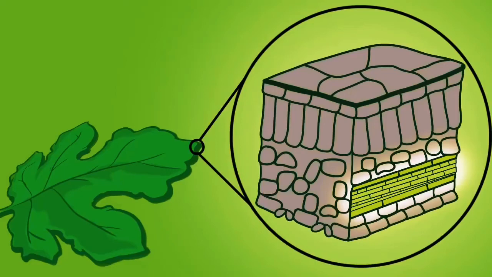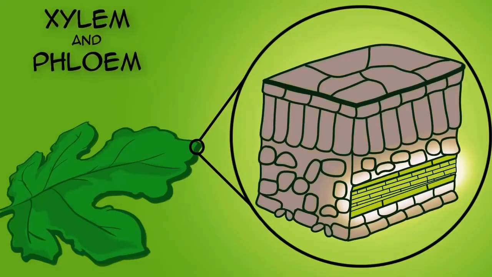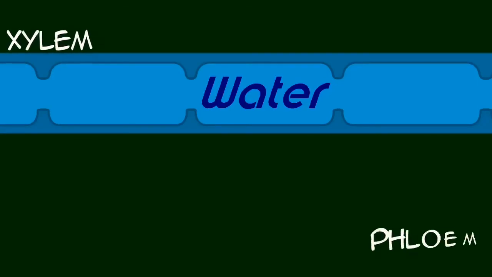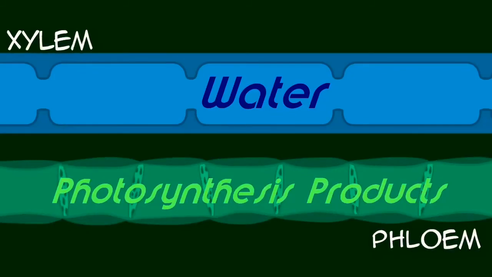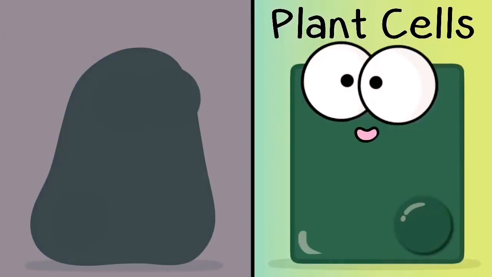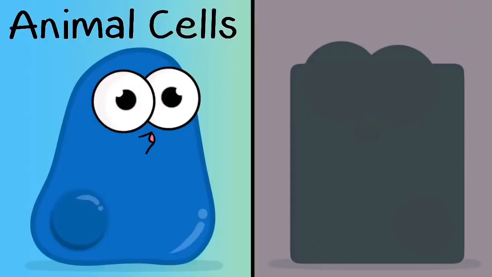This vein here contains the xylem and the phloem. We talk about these vessels in another clip, but the cells that make up these vessels are specialized for transporting water in the xylem or products from photosynthesis in the phloem. Okay, so we just saw a few examples of specialized plant cells. Let's take a look at specialized animal cells.